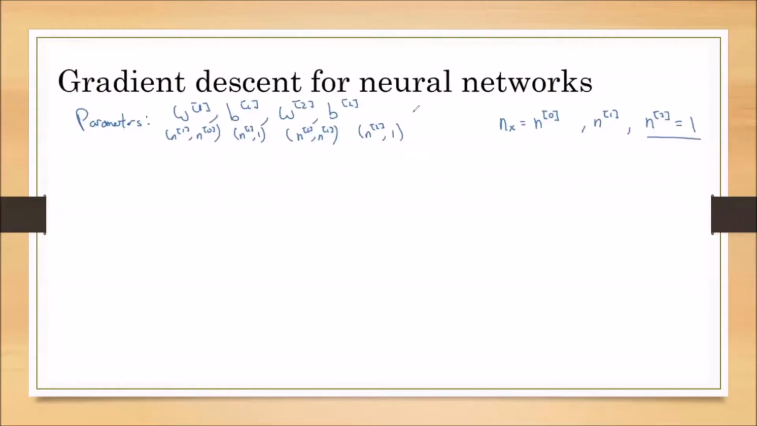Now we are discussing how to perform the gradient descent for neural networks. This n superscript 0 is giving the number of features in the first layer. If the number of features is 5, then n superscript 0 is 5. Whereas n superscript 1 is giving the number of activation units in the first hidden layer.